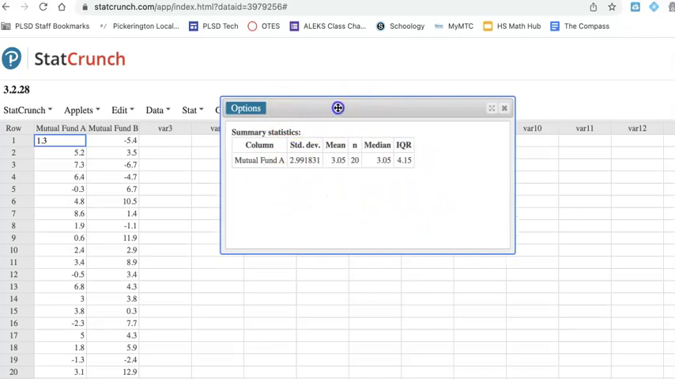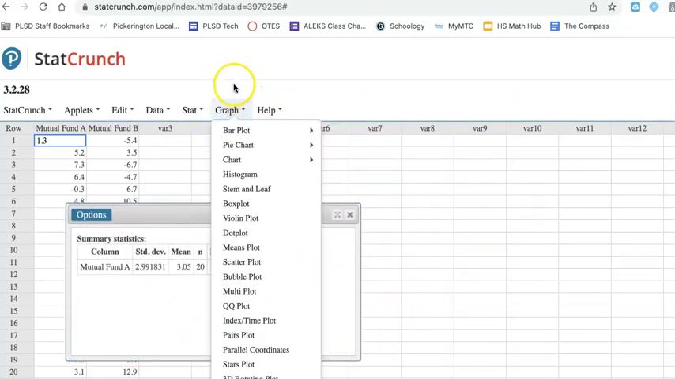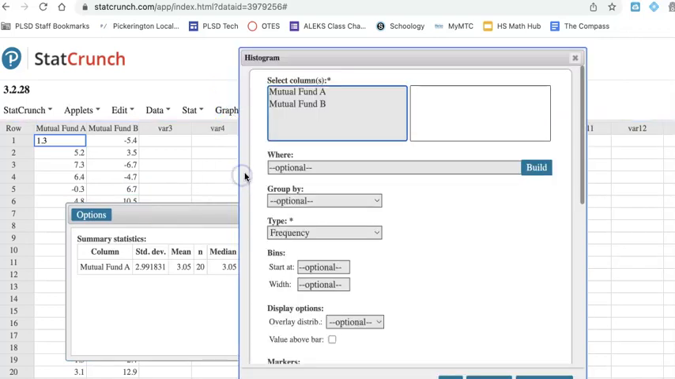So then I would go to graph and histogram for mutual fund A. And let's see.